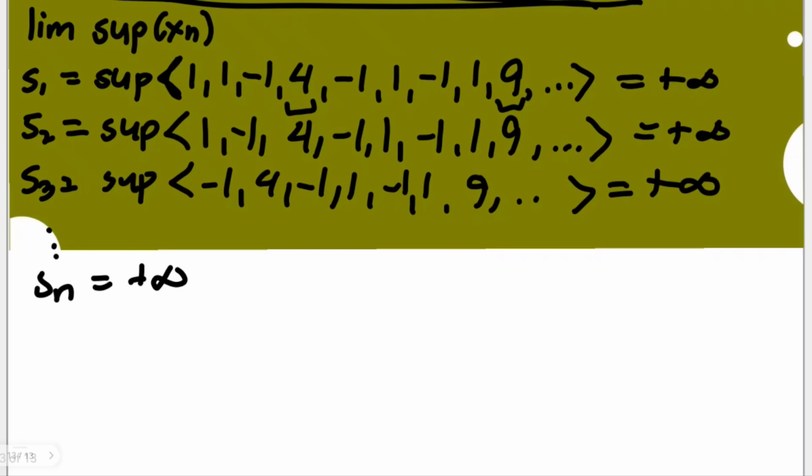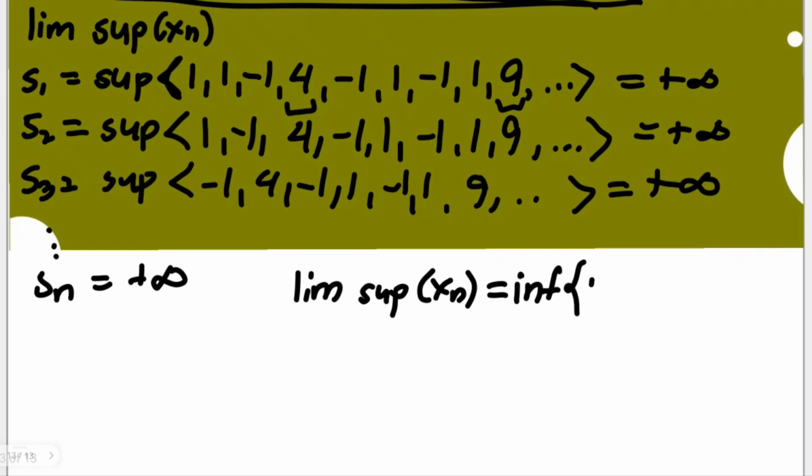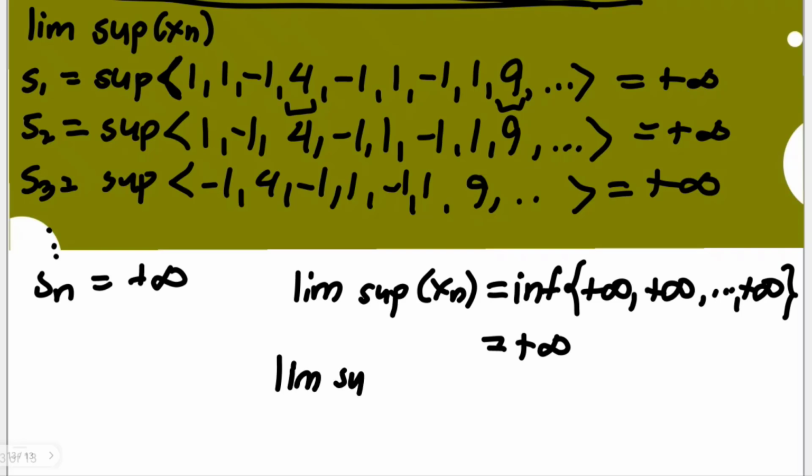is also positive infinity. That would mean, in this case, the limit superior of your x sub n, which is the infimum of all these values, positive infinity until positive infinity, is positive infinity, or just infinity itself. Hence, the limit superior of your x sub n is clearly positive infinity, or again, just infinity is okay. That is for the limit superior.